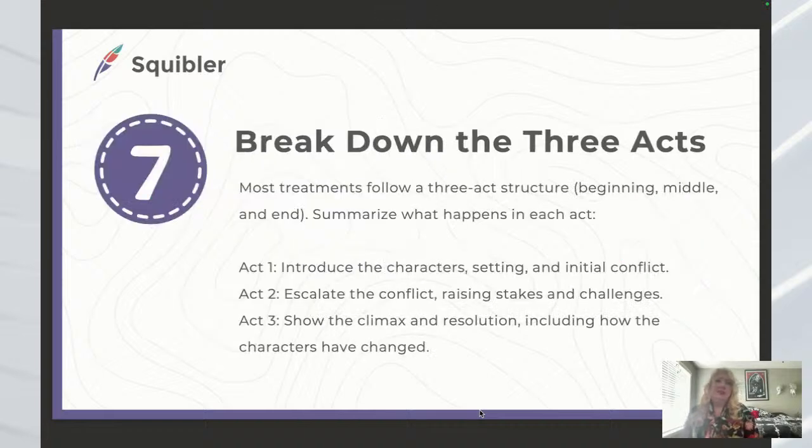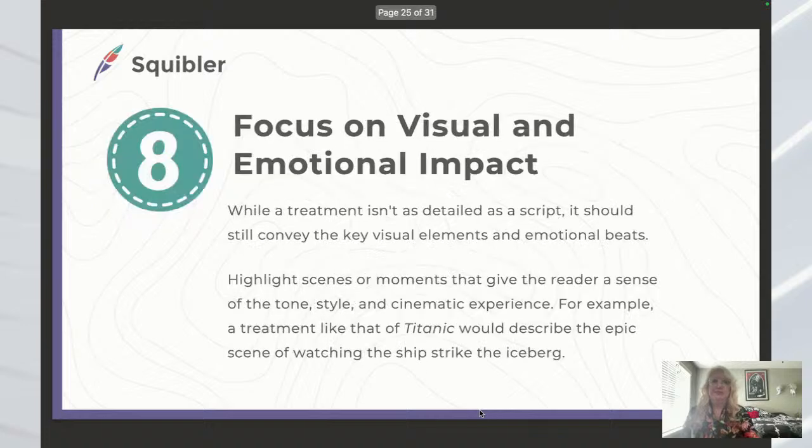You also might want to break down the 3 acts. Of course, there are 3-act and 5-act screenplays, and we have a webinar on that if you're interested as well. But most treatments will simplify it and follow the 3-act structure, the beginning, middle, and end. So that's another thing that's good to have written down for yourself. Summarize what happens in each act. Act 1, you're introducing your character, setting, and your conflict. Act 2, you're escalating the conflict, raising the stakes and challenges. So what happens in your second act? In Act 3, we see the climax and resolution, including how our characters have changed. Viewers are very interested in seeing what people learn from their experiences. So all of these things should be in your treatment.